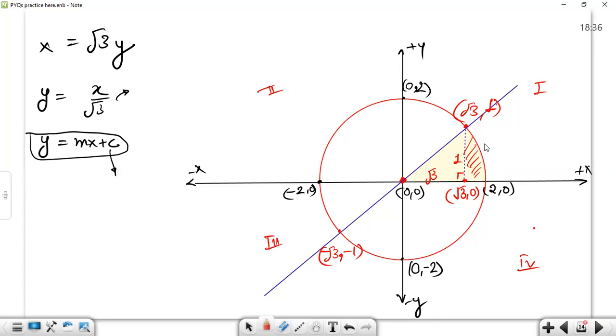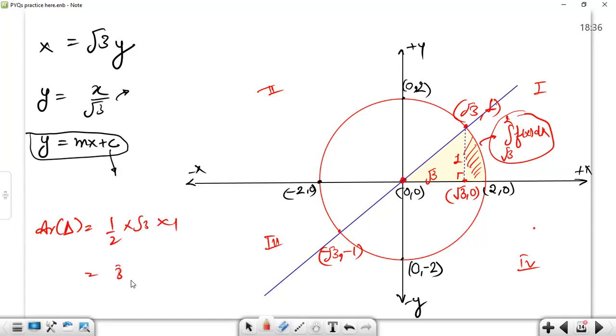Which curve is a circle, right? So we can integrate the function with respect to x, from root 3 to 2. This area plus the area of this right angle triangle should give us the answer. The area of the right angle triangle is half into base root 3 into 1, which is root 3 by 2 square units.